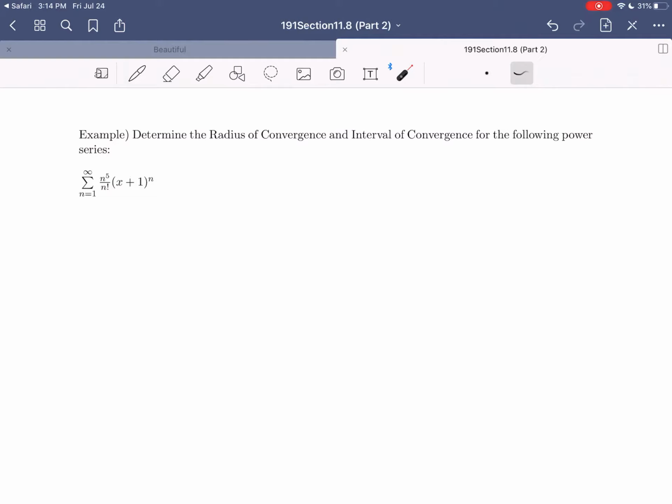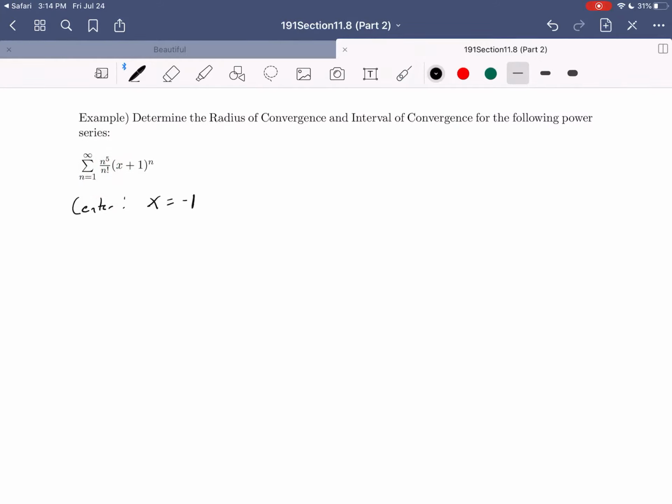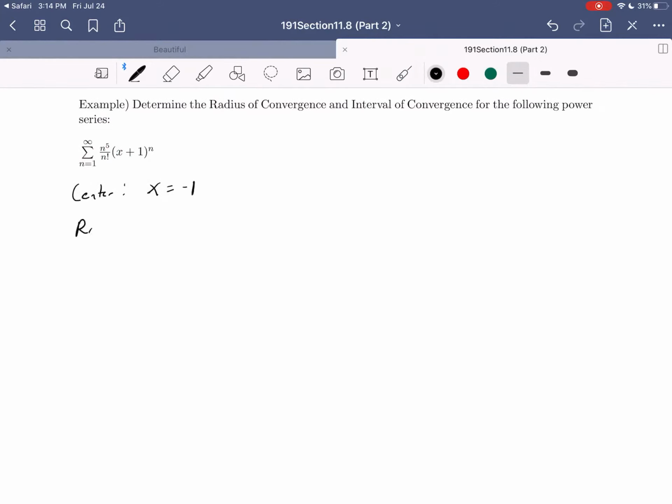So we want to determine the radius of convergence and interval of convergence of this power series, n equals 1 to infinity, n to the 5th over n factorial, x plus 1 to the n. First thing we want to do is mention the center, x equals -1, because we know that that's going to be important. Then we can notice that factorial, so we should probably try to go ahead and use ratio test. So let's go ahead and do that.